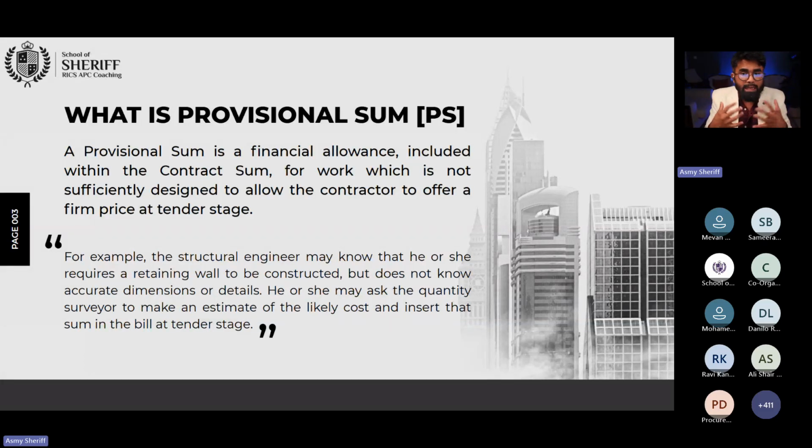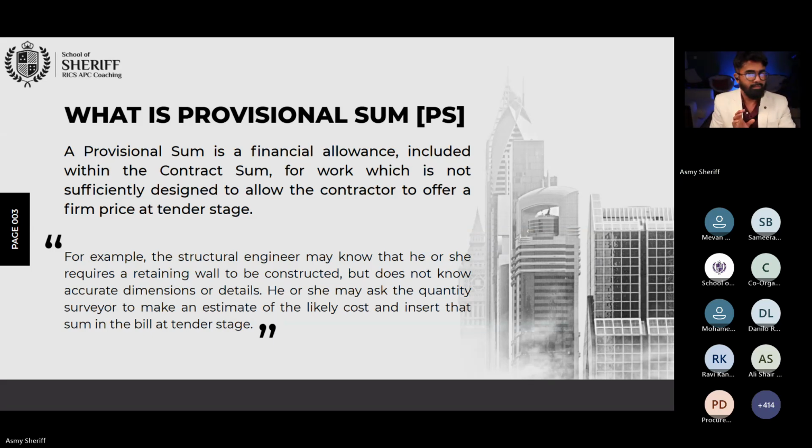So I need to be vigilant. As a contractor at the time of tender, I need to understand and check it. The employer is telling that he may construct a car park. He may construct that. So let me put some kind of amount of money or risk within my tender, right? So if any amount of money where the client does not have visibility whether he's going to do it or not, we call that a provisional sum.